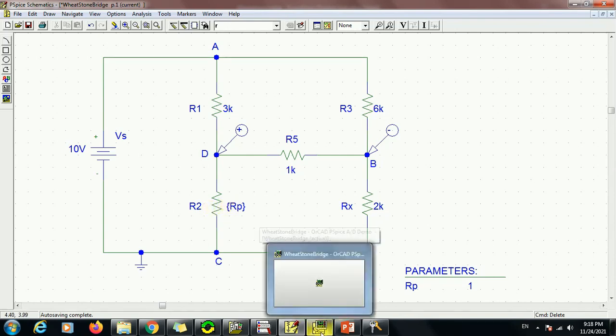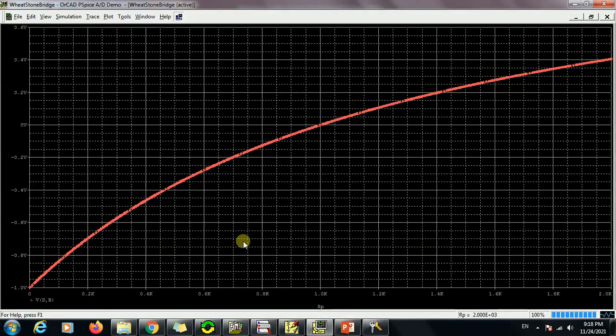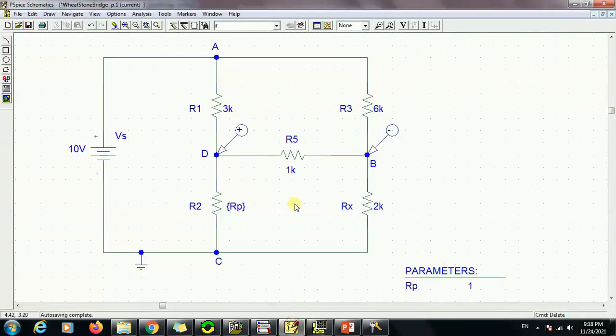And if we look at the simulation results here, by changing the value of R2, we see that exactly at the point 1 kilo ohm here, we come to a 0 voltage. So there is no potential difference between the points D and B, and this is our balanced condition for the Wheatstone bridge. Now, a very important remark about the Wheatstone bridge here.